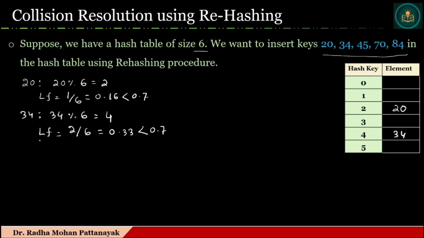Now the next element is 45. 45 modulus 6 is 3. Then find the load factor. The load factor equals 3 divided by 6, which is 0.5, less than 0.7. So there is no problem after insertion of 45 into the hash table. We insert 45 at address 3.